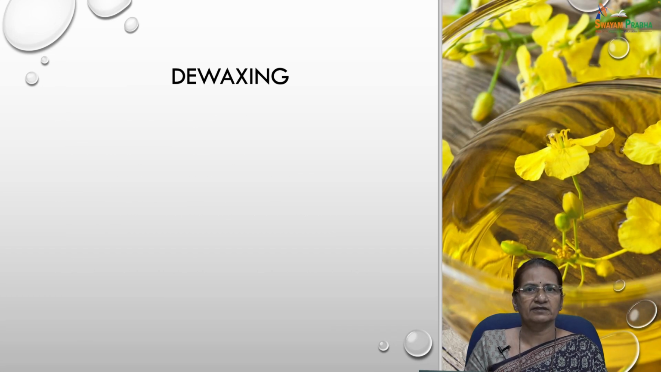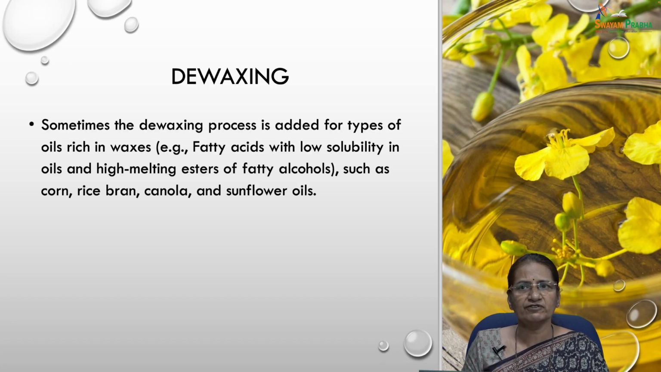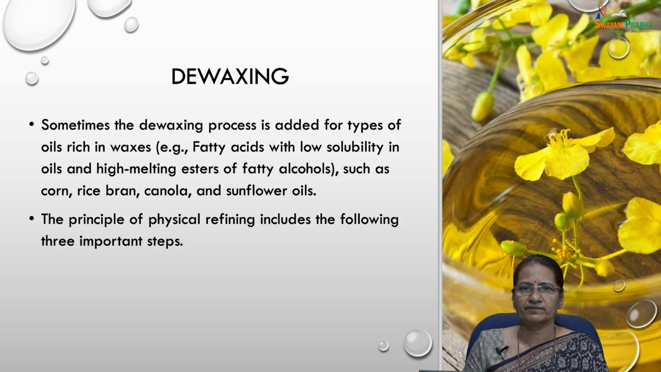Now, dewaxing. Sometimes the dewaxing process is added for types of oils rich in waxes. For example, fatty acids with low solubility in oil and high melting esters of fatty alcohols, such as corn, rice bran, canola and sunflower oils.